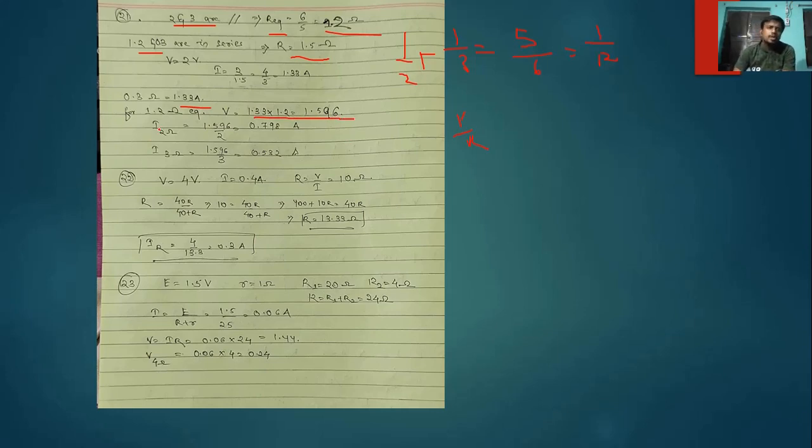Okay. So the current through 2 ohm we have to find. That would be equal to 1.596 by 2. When you divide 1.596 by 2, then we will get something around 0.798. That would be approximately equal to 0.8. And when you find the current through 3 ohm, because the resistance is 3 ohm and the voltage is 1.596, so we'll get 0.532 ampere.